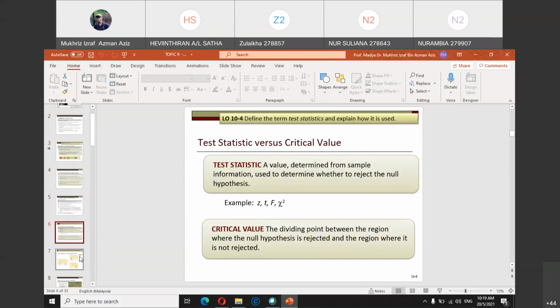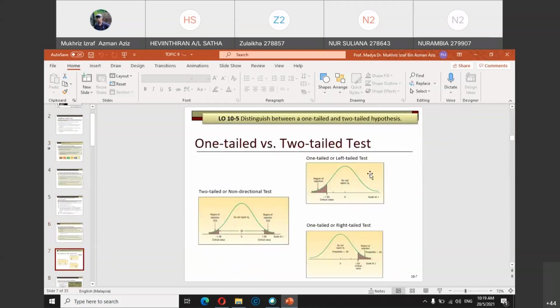Once you determine the critical value, you can draw your area under the curve, whether it's a one tail or two tail test. One tail is when your notation is either less than or more than.